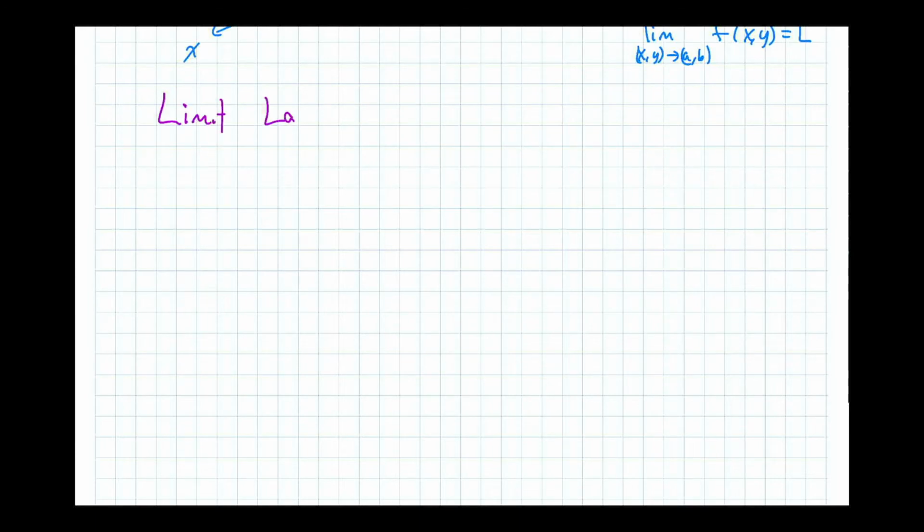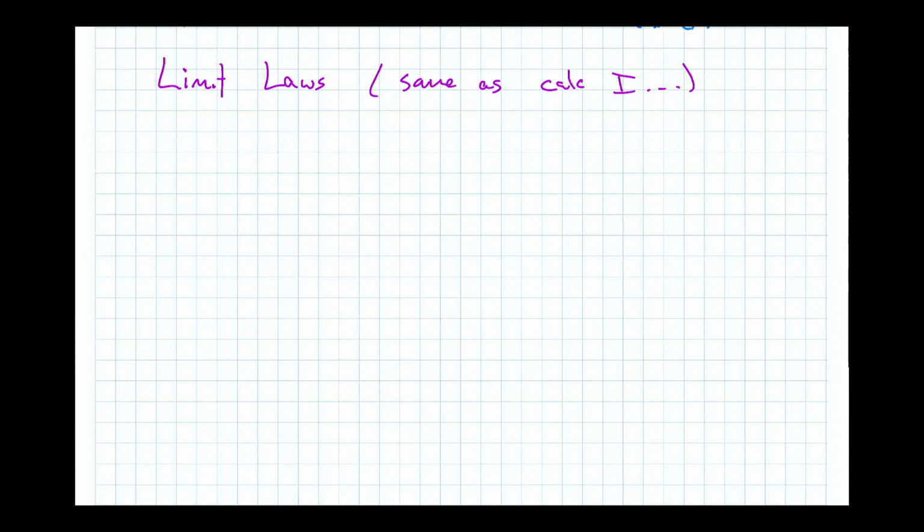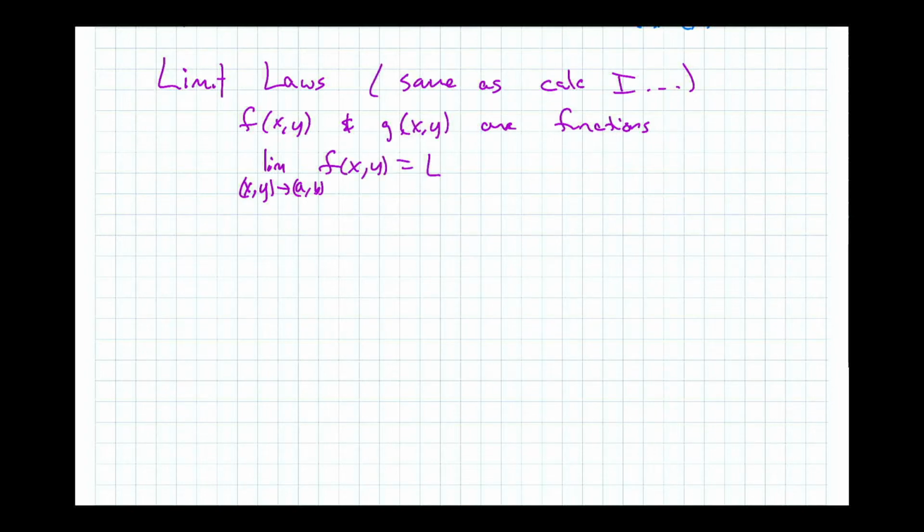So limit laws. These are going to be same as calc one. All right. So here they are. So f of x, y, and g of x, y, of course, are just going to be functions. And they have limits. So the limit as x, y approaches a, b of f of x, y, that limit we're going to call L. And the limit as x, y approaches a, b of g of x, y, that's just a different limit. Let's just call it M. And then c is just going to be a constant.